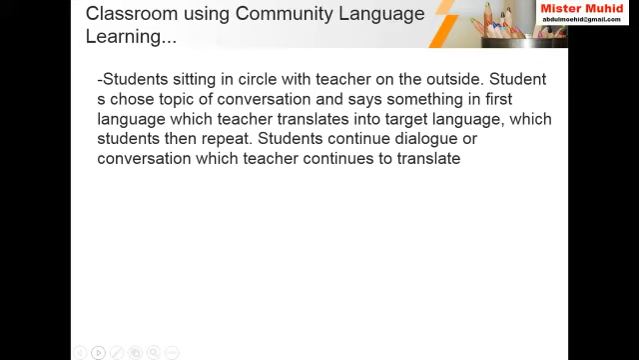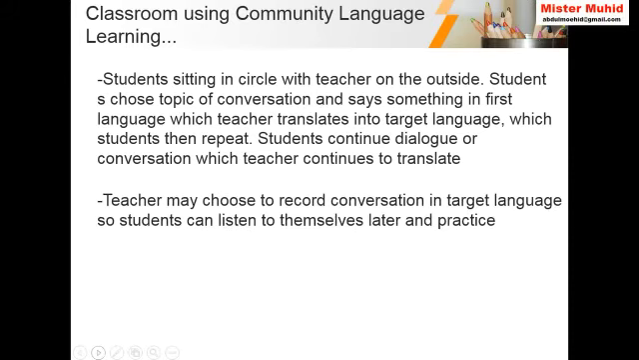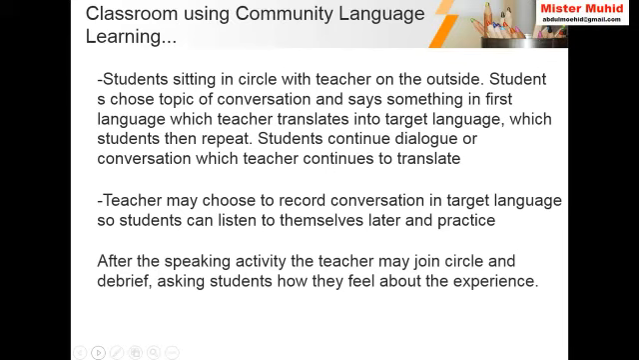Yes, because again this is community language learning, so we do not know how many languages the people in our class have. Maybe this comes from the founder, who found that many of his students spoke many languages, so he became a counselor to facilitate the language learning. And after that, the teacher must record the conversation in the target language, so students can listen to themselves later and practice. So again, the teacher records, and then the students can listen and then practice.